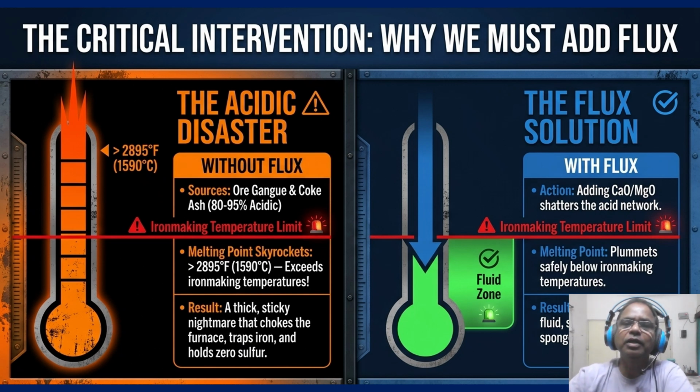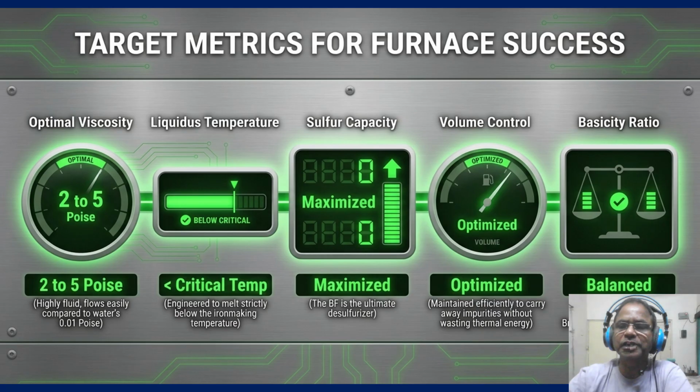Now coming to the engineered slag for blast furnace success. So what does a successful blast furnace slag actually look like? We always have to focus on the viscosity versus temperature curve. Here you see three lines labeled low, middle, and high basicity. The middle line crosses the 2 to 5 poise window at around 1450 degrees centigrade.